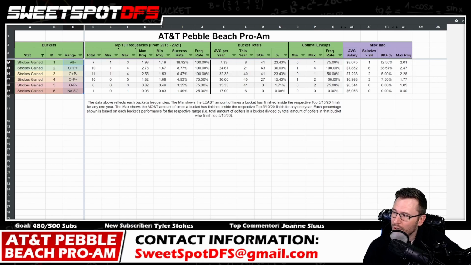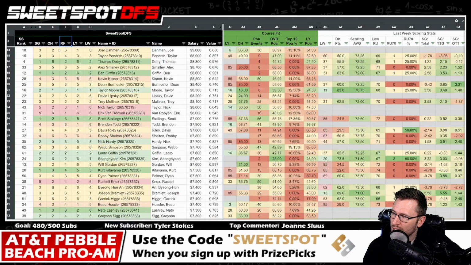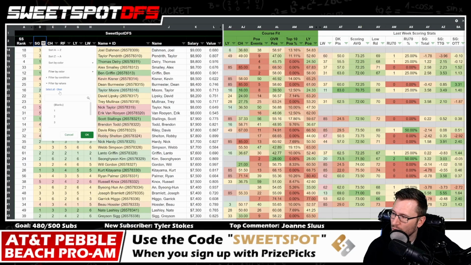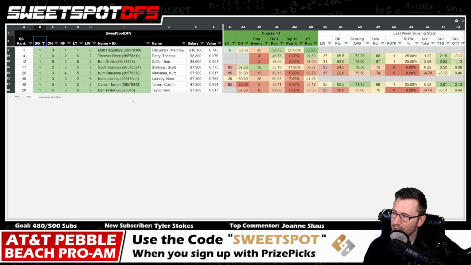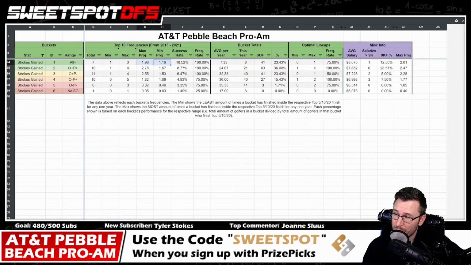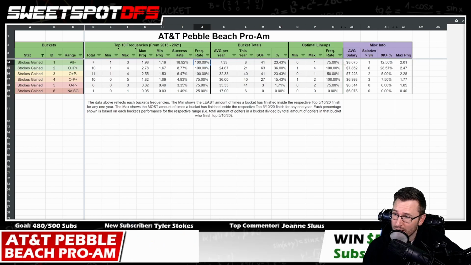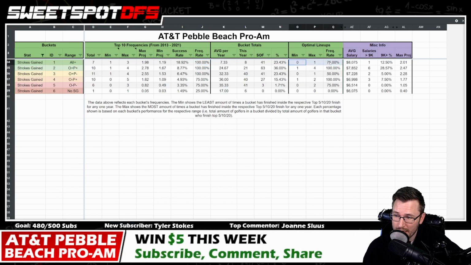So strokes gained 1, 0 to 2. Go ahead and take a look. These are when all stats are positive when it comes to strokes gained stats over the last year. Fitzpatrick's in it. Dietrich, Griffin. I mean, we want 0 to 2. We've seen 100% frequency rate inside the top 10. Not in the optimal lineup, though. I think 3 out of 4 years we've seen a golfer from this bucket be in the optimal lineup.